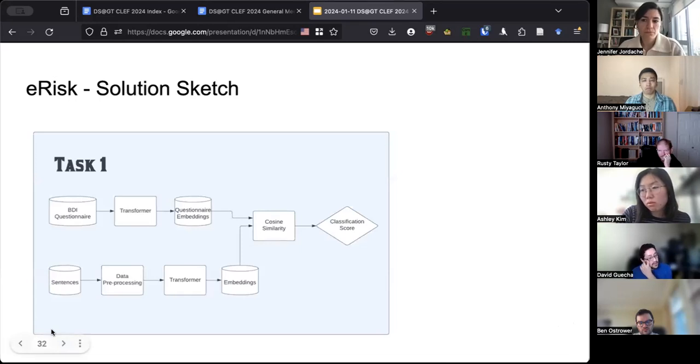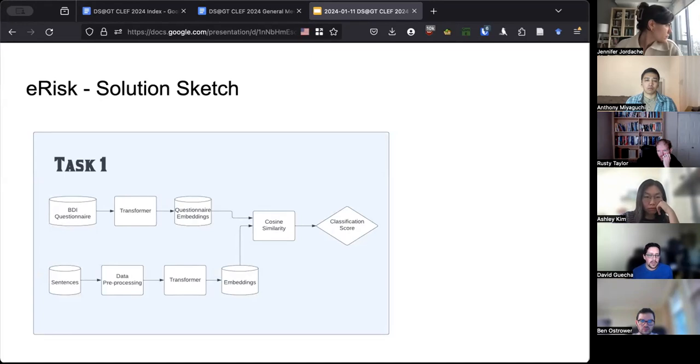And this is a solution sketch that I did mostly for task 1. We're going to have our sentences, and we're going to do data preprocessing using NLTK or any other library to remove sentences or to reduce the data set. And we're going to use some sort of transformer model like BERT or many others that are out there to pull the vectors or embeddings. Along with that, we're going to run transformers on the BDI questionnaire and pull the embeddings, and the final step is doing cosine similarity between the vectors, and the system has to return a classification score for similarity between the two vectors. So that's roughly what we're doing for task 1.